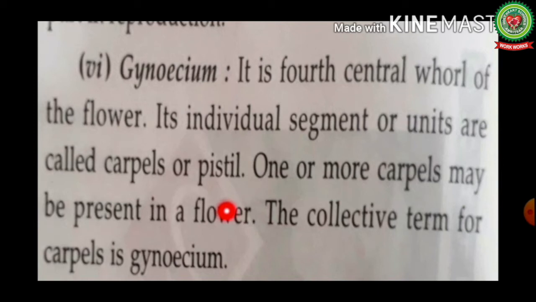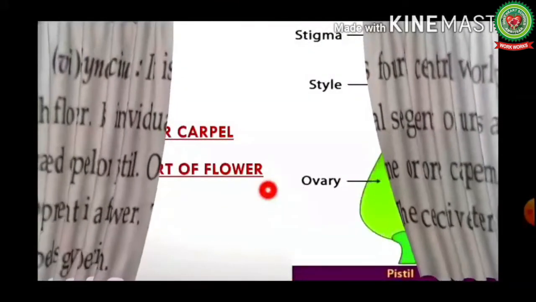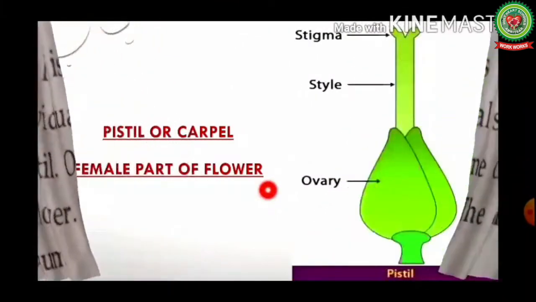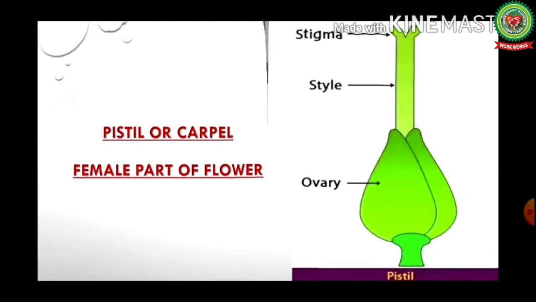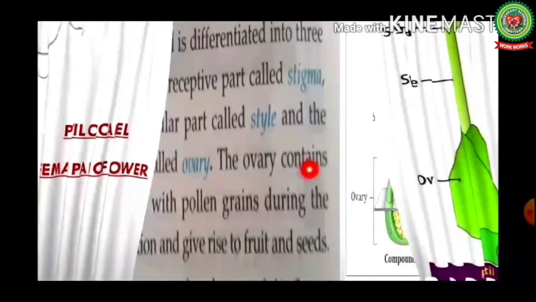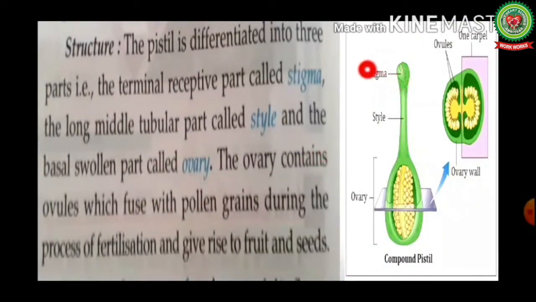Now what is carpel? Carpel is the female part of the flower. It consists of stigma, style and ovary. Structure of carpel. Each carpel consists of stigma, style and ovary.